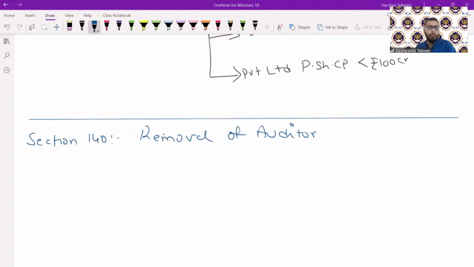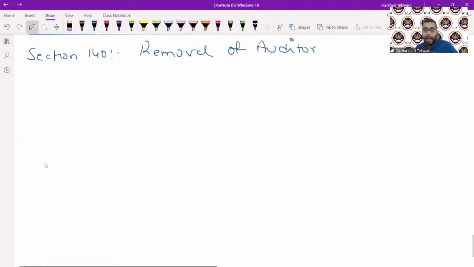Now, first of all, yes, an auditor can be removed from his position, but there is a way. The way is to remove the auditor before expiry of his term. So we are talking about before expiry of his term. In order to remove the auditor before expiry of his term, a special resolution of the company is required.